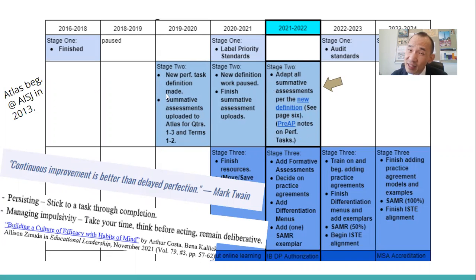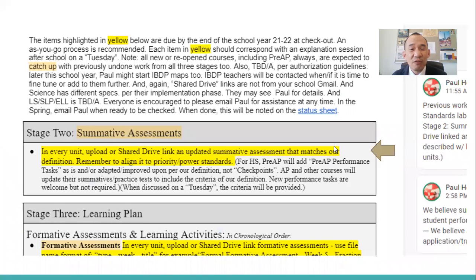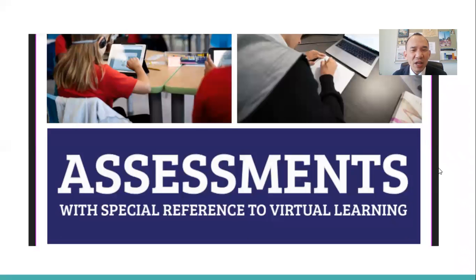This is something we started in 19-20. We paused and now we're back to it. So how do we apply that definition to our existing summative assessments? You'll find on the expectations document, it says right here, stage 2 summative assessments: in every unit, upload or share drive link an updated summative assessment that matches our definition. Now, this is going to depend. Maybe what you have there already matches our definition. We'll find out. As you know, the definition came when it was published in this PDF.